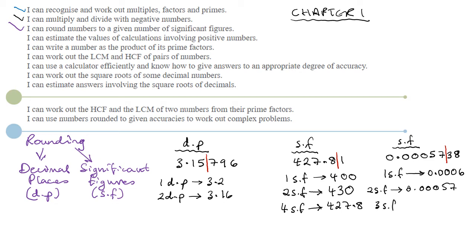We'll do 3 significant figures. So that line now is going to be here. So that 3 at the end is going to change to a 4 because there's an 8 after the line. So I'll end up with 0.000574. So that's rounding to significant figures.